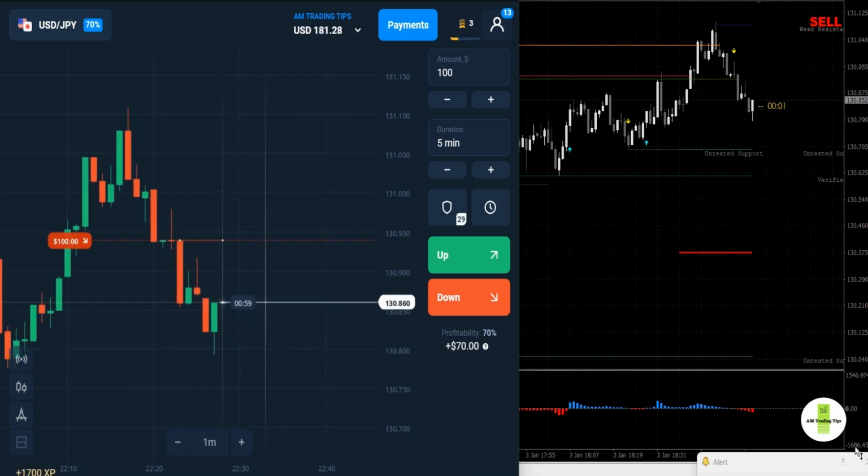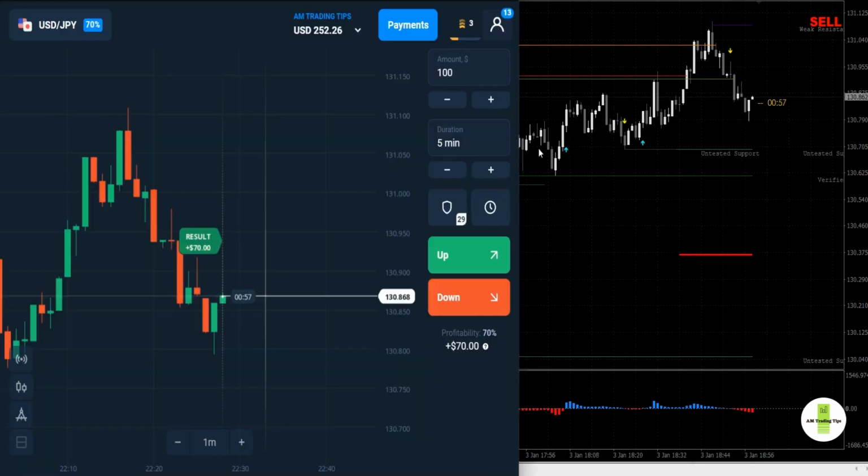Here we have won the trade. So let's wait till we get the other perfect signals as per our recommendations.